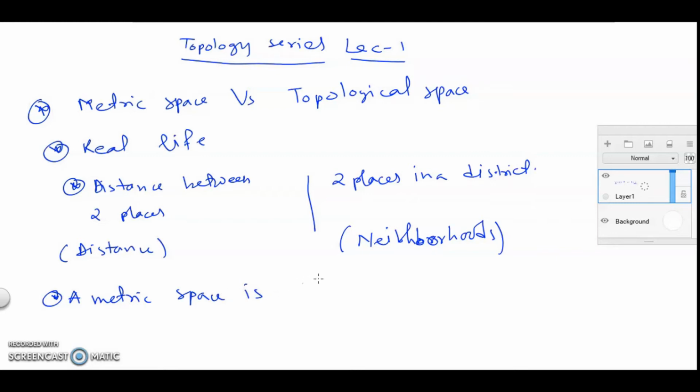A metric space is a set in which there is a notion of distance.